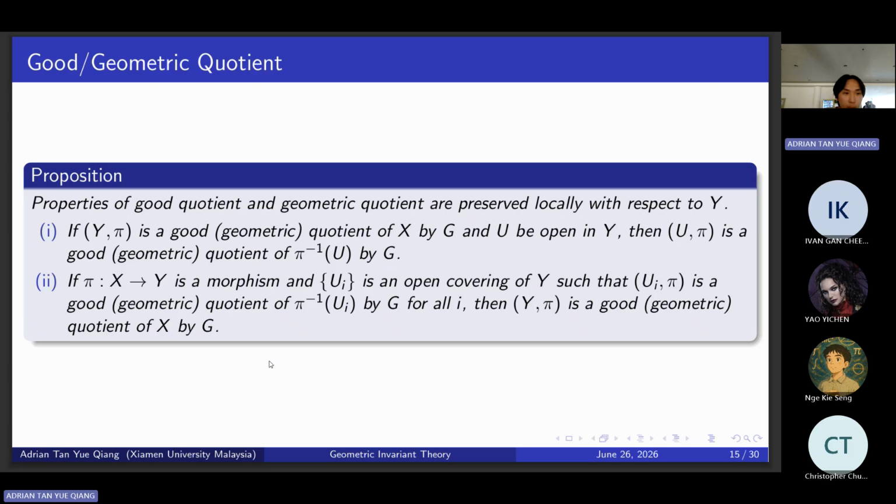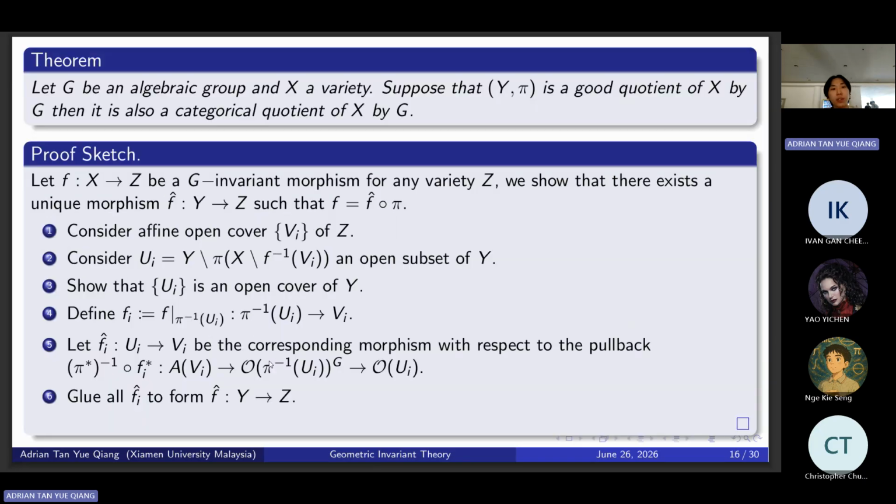Of course, we have these propositions. They tell us that good quotients and geometric quotients can be ruled out and can also be seen locally, like a sheaf. In fact, to prove this proposition, you need to use a lot of duality properties of sheaves, which I did not include the proof of here, so let's go to the next one.